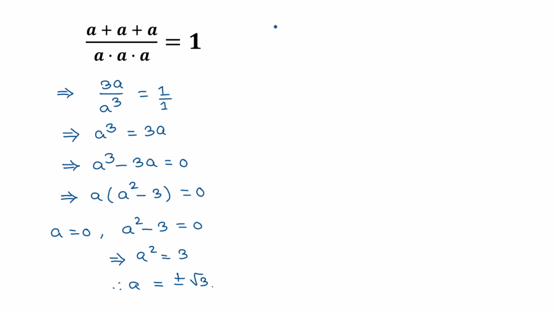Now when a is equal to 0, then the left side will be 0 plus 0 plus 0, over 0 times 0 times 0, and this is 0 over 0. This is undefined, which is not equal to 1. That means the left side is not equal to the right side. So a is not equal to 0.